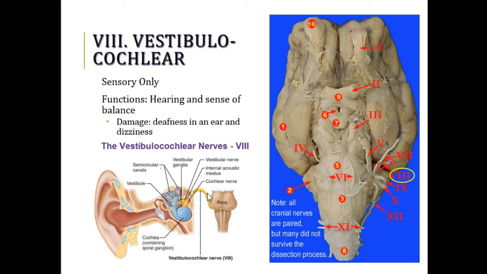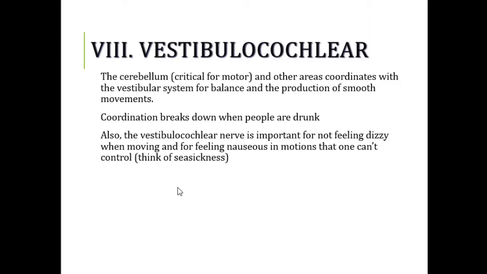But straight from the pons, the vestibulocochlear nerve innervates the cochlea in the inner ear so that the vibrations and sounds that happen inside of the cochlea are interpreted by the brain in the primary auditory cortex and the inferior colliculus. And just as a note, the cerebellum, which is critical for motor movements, and other areas will coordinate with the vestibular system for balance.